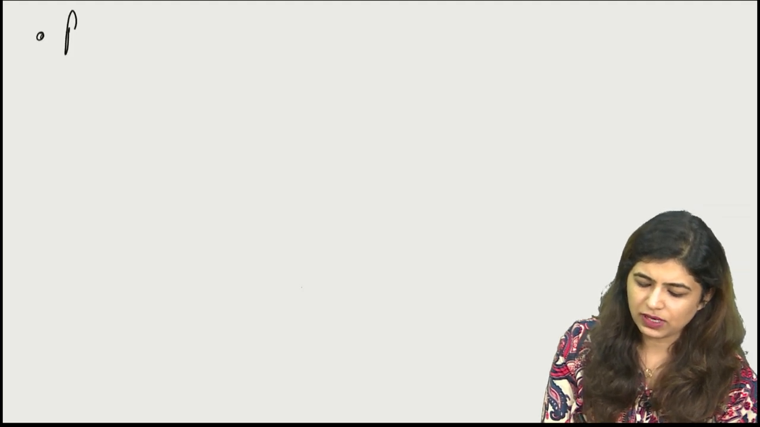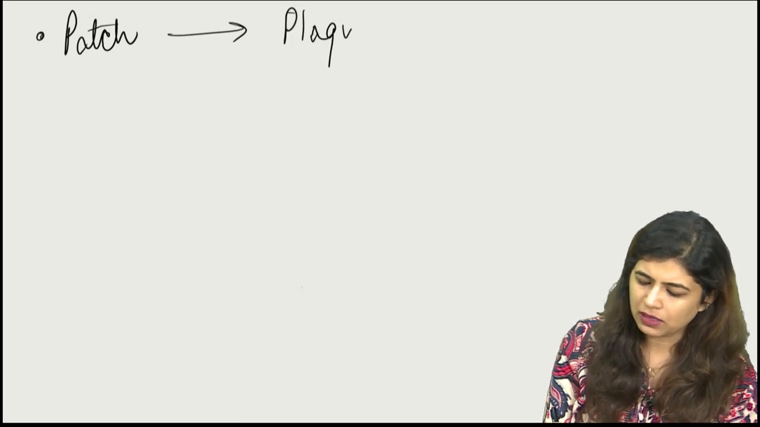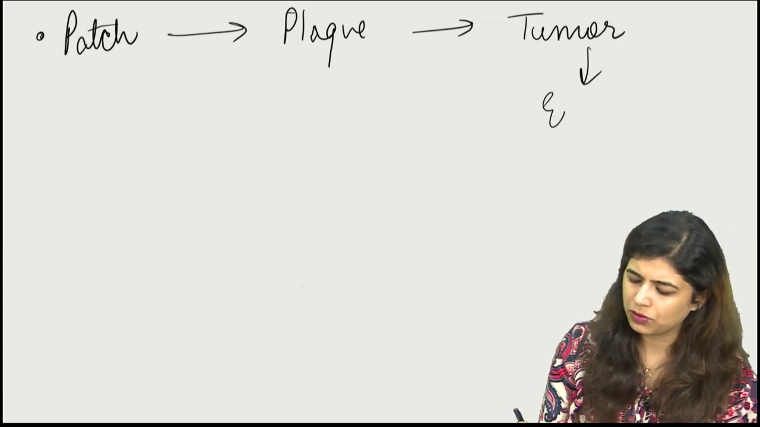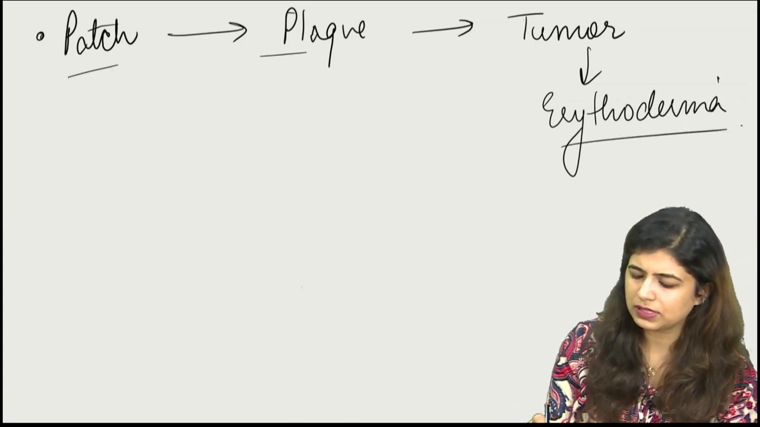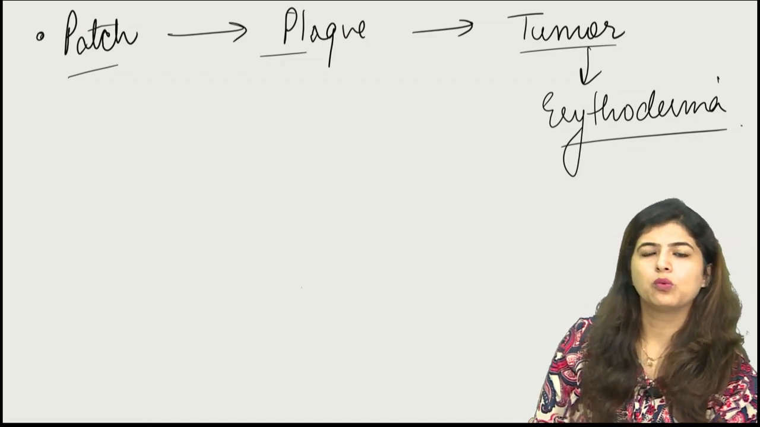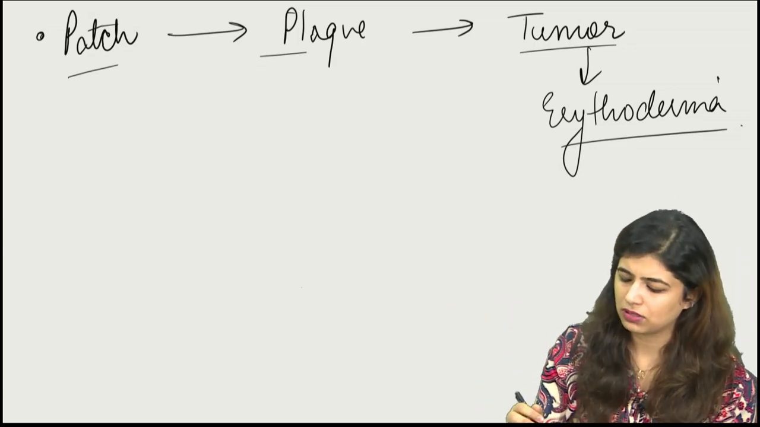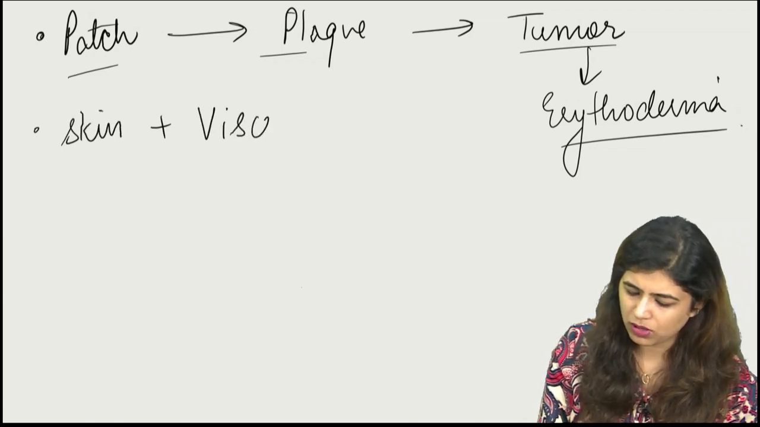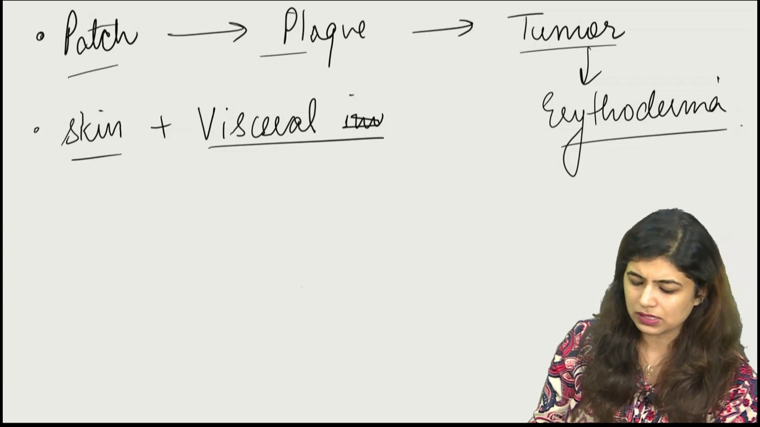Now, what are the stages of the disease? The first stage to arise is the patch, followed by plaque, then tumor, ultimately leading to erythroderma. So this is how the disease progresses, and depending upon what stage you pick up the patient, the course may vary, eventually fatal. So apart from skin, it may also have a visceral involvement, that the tumor cells may spread into the systemic organs.